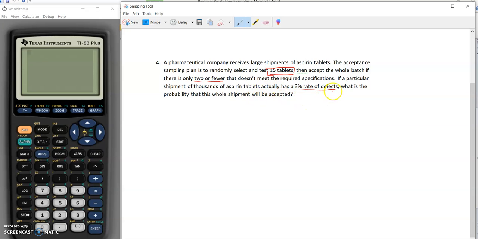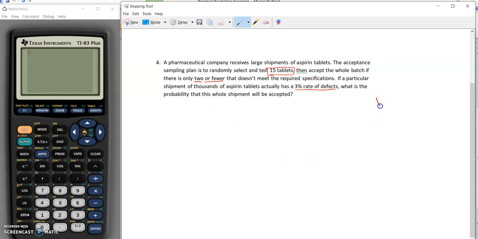So the whole shipment has a 3% rate of defects, but what we're trying to figure out is the probability that when we randomly select 15, 2 or fewer will have defects. They're only going to inspect 15 tablets out of the shipment, and if 2 or fewer have defects, then they'll say, okay, the shipment's good. If more than 2 of them have defects, then they're going to toss the shipment. They're going to say it's not good.